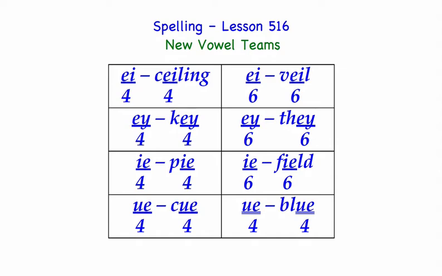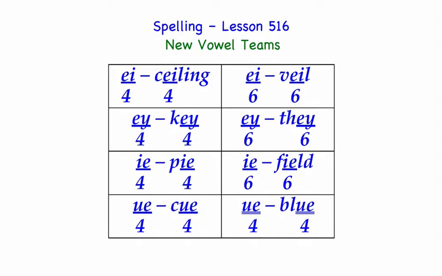Let's look at IE. Again, we have two options here. IE can represent the long I sound, as in pie, in which case you would underline IE and put a 4 under it, or IE can represent the long E sound, as in field. There you would underline IE and put a 6 under it.